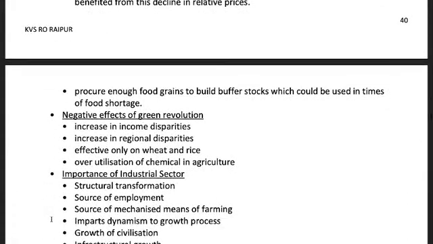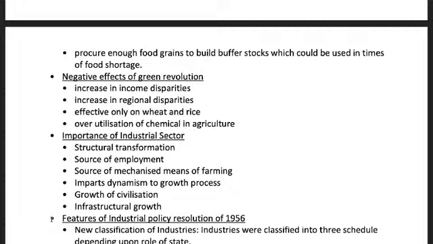Procure enough food grains to build buffer stocks which could be used in times of food shortage. Negative effects of the Green Revolution: increase in income disparities, increase in regional disparities, effective only on wheat and rice, overutilization of chemicals in agriculture.